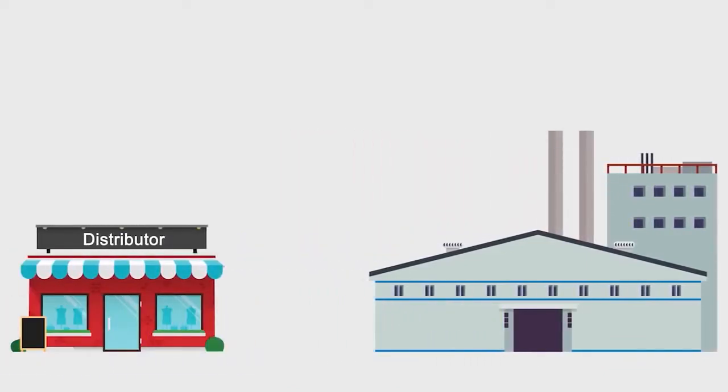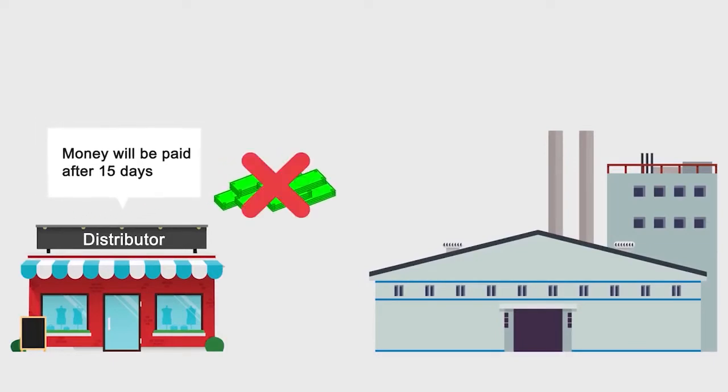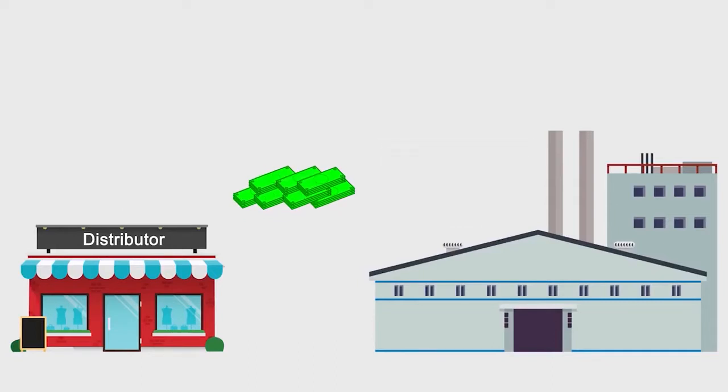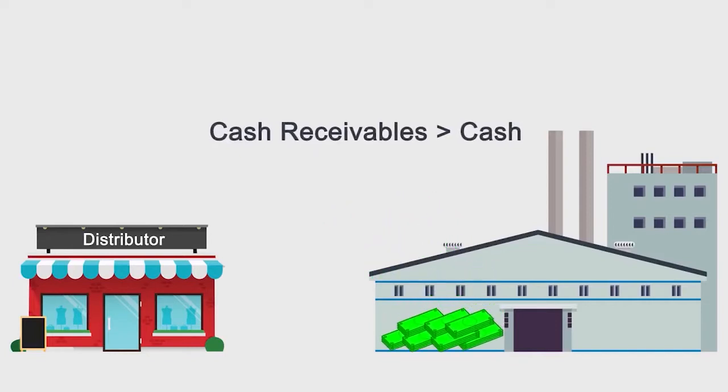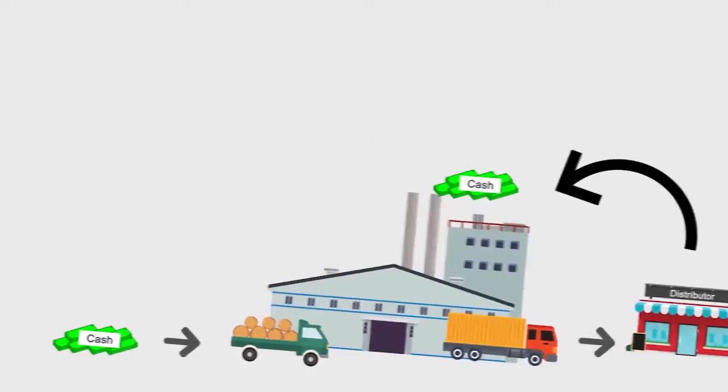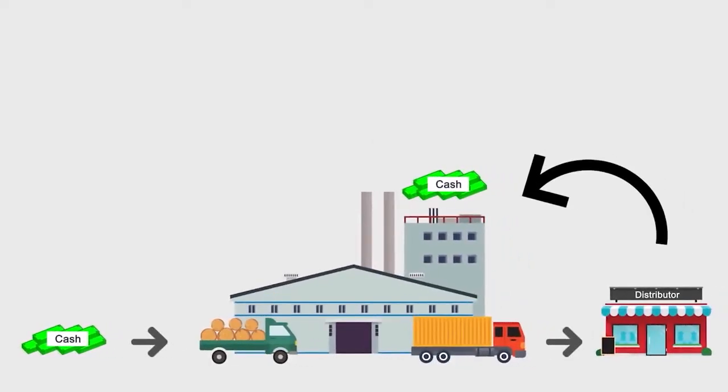Sometimes, distributors don't pay for the product immediately. They pay the due amount to the company after 15 days or after 1 month. The amount that is due from the distributor becomes cash receivable for the company. When the amount is paid by the distributor, the cash receivable gets converted into cash. So, in this way, the story of the asset cycle begins with cash and ends with cash.